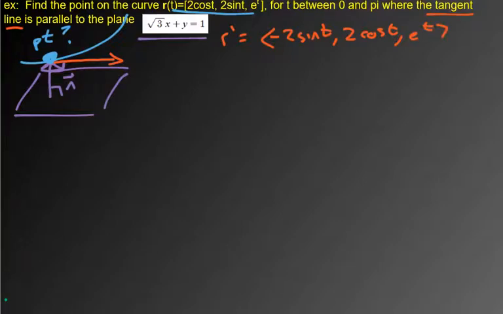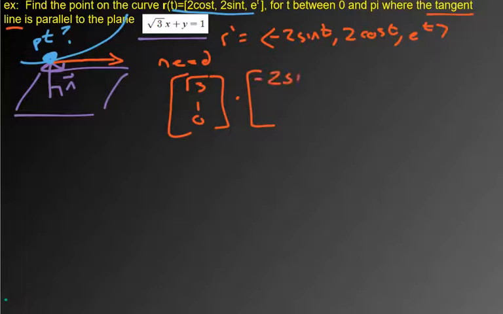All right, and then I need the normal vector, which is root 3, 1, 0, right? I'm just pulling that out of here. I need that thing to dot with negative 2 sine t, 2 cos t, e to the t, and I need it to be 0. Nope, not 0 vector. That's not how dot products work. Don't listen to me. It needs to be equal to 0.